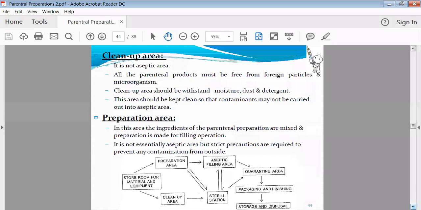Then the preparation area. This preparation area is very important. In this area, we are preparing your solution, suspension as well as emulsion. Simply, we are mixing the products as per your formula. That's why it is called the preparation area. Generally, this preparation area requires very strict precautions, and we have to maintain the required conditions. Generally, positive pressure has to be maintained inside this area to avoid the entry of bacteria.